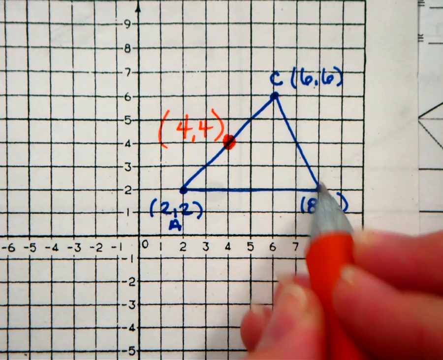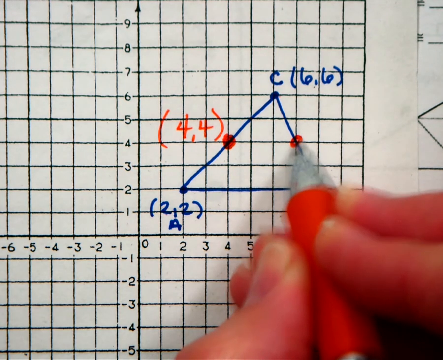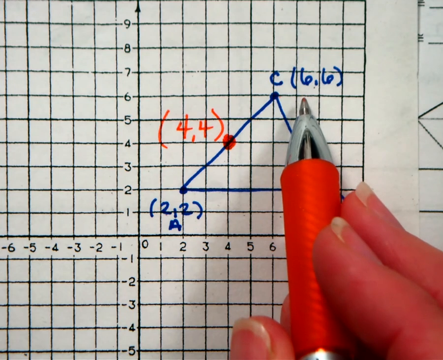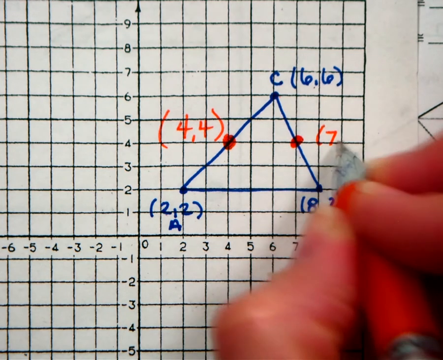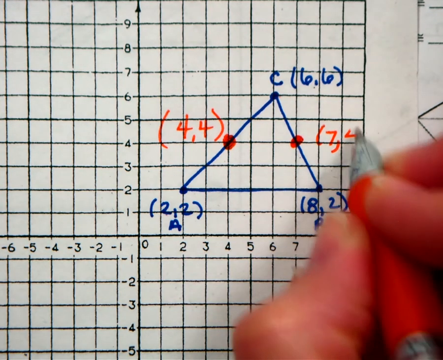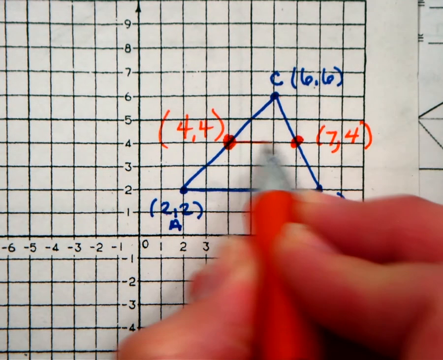Okay, and then over here, the midpoint is here. So what's between 8 and 6? 7. What number is in between 2 and 6? 4. We already did that one. Okay, so here is the mid-segment.